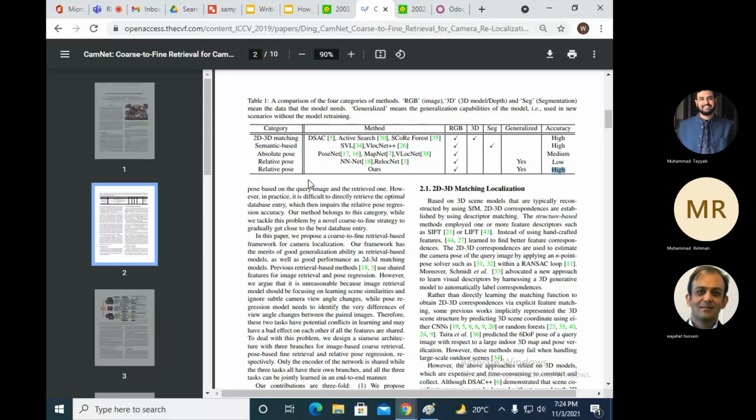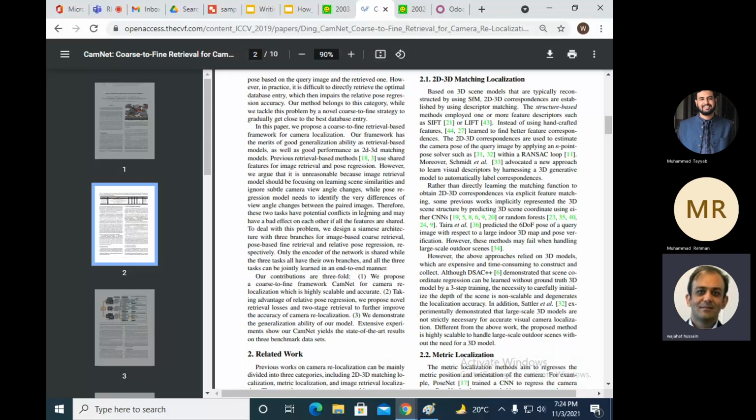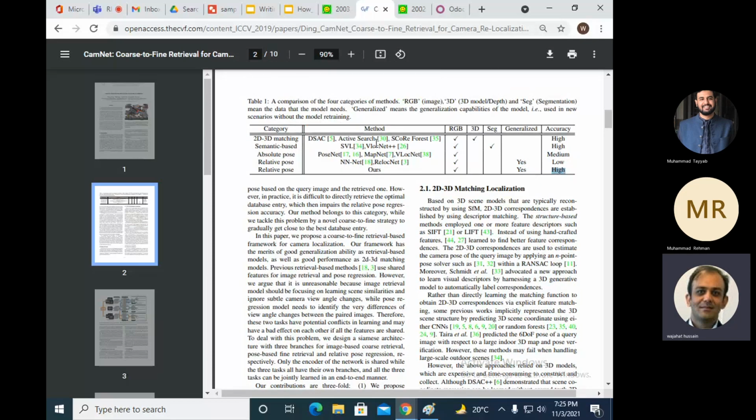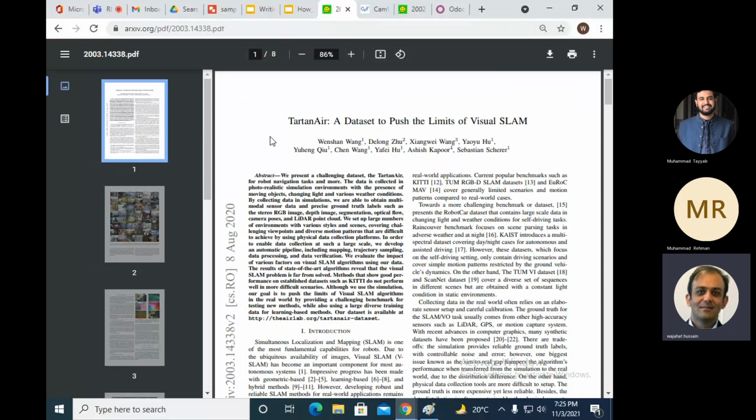So this is one way. This is another way of like making these tables. There is another one over here. This is a data set paper.